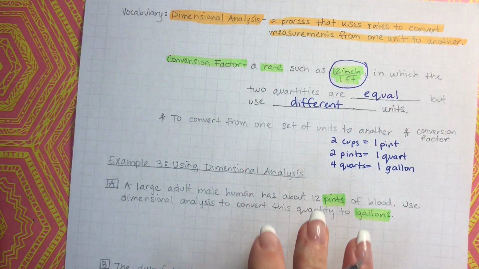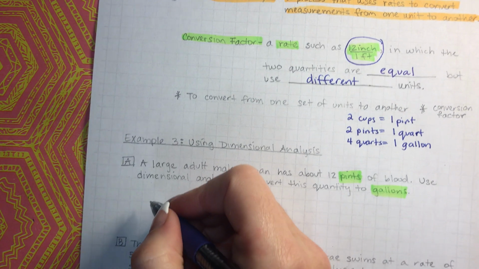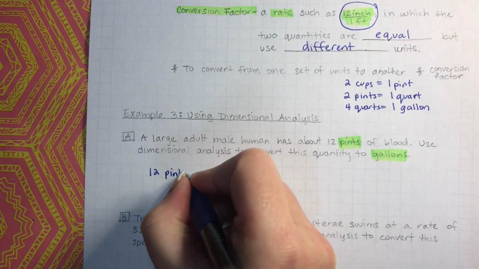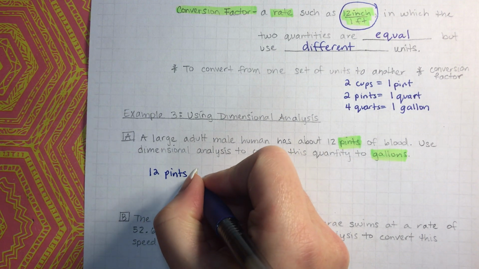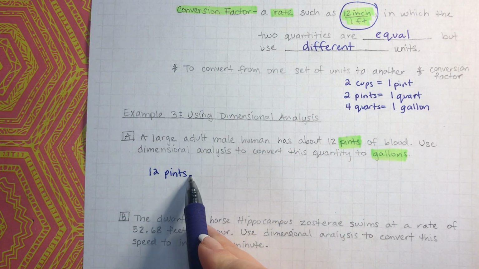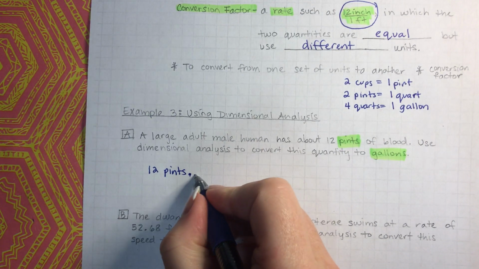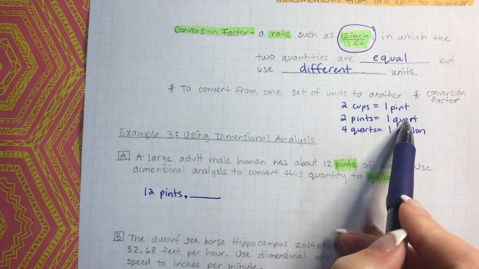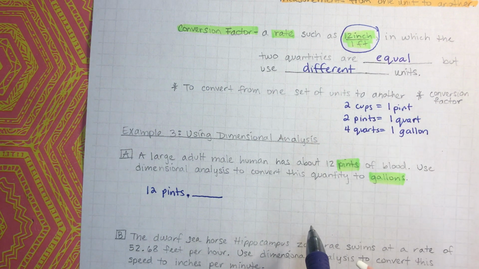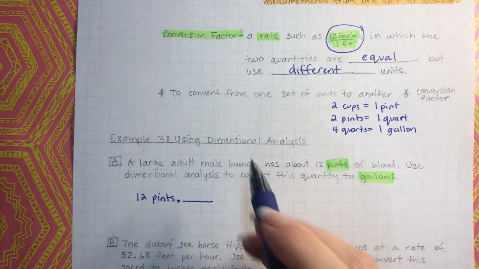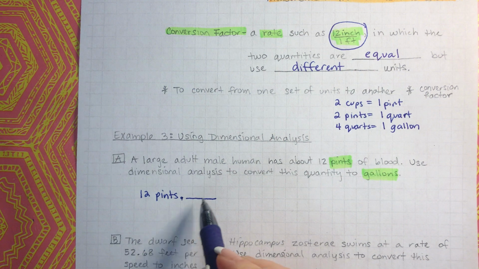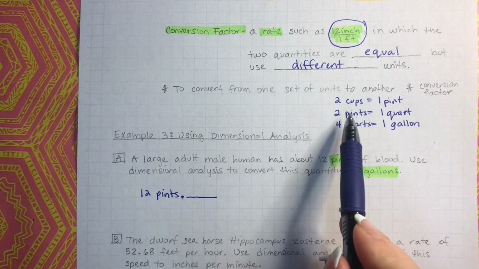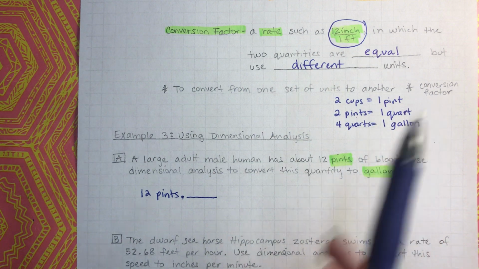Okay, so where are we starting? We're starting with 12 pints. Now, we're going to do dimensional analysis. So we're going to multiply by a conversion factor. We have to go from pints to quarts and then from quarts to gallons. Okay, so that's what we're going to do. Whenever we're doing that, we need a conversion factor that has pints and quarts in it. So we know that 2 pints is equal to 1 quart, right?